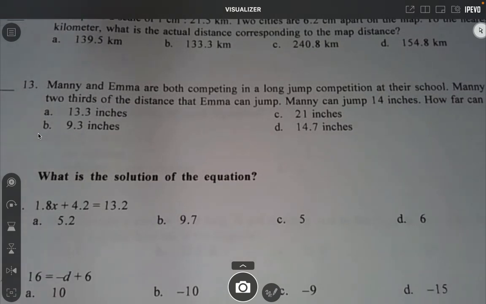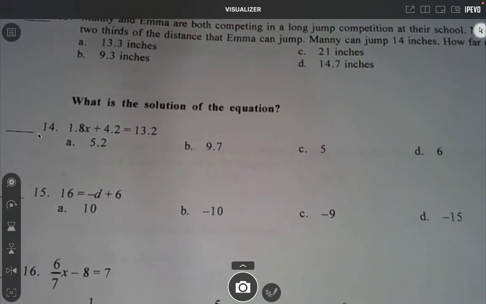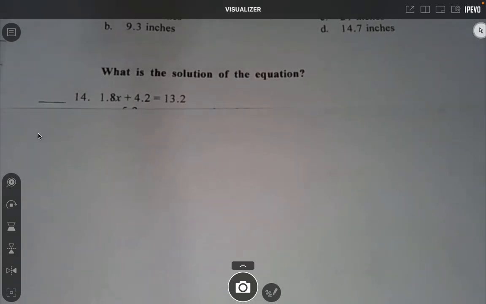Okay, here we go with some more solving equations. All right, how do you solve this one for x? It just has decimals. So how do we solve for x? What number do I move first? 4.2. How do I move it? Subtract it. Yep, do the opposite. I'm going to move it over here. So I get 1.8x equals what? Was it 9? Yeah? Then what do I do? Divide by 1.8.